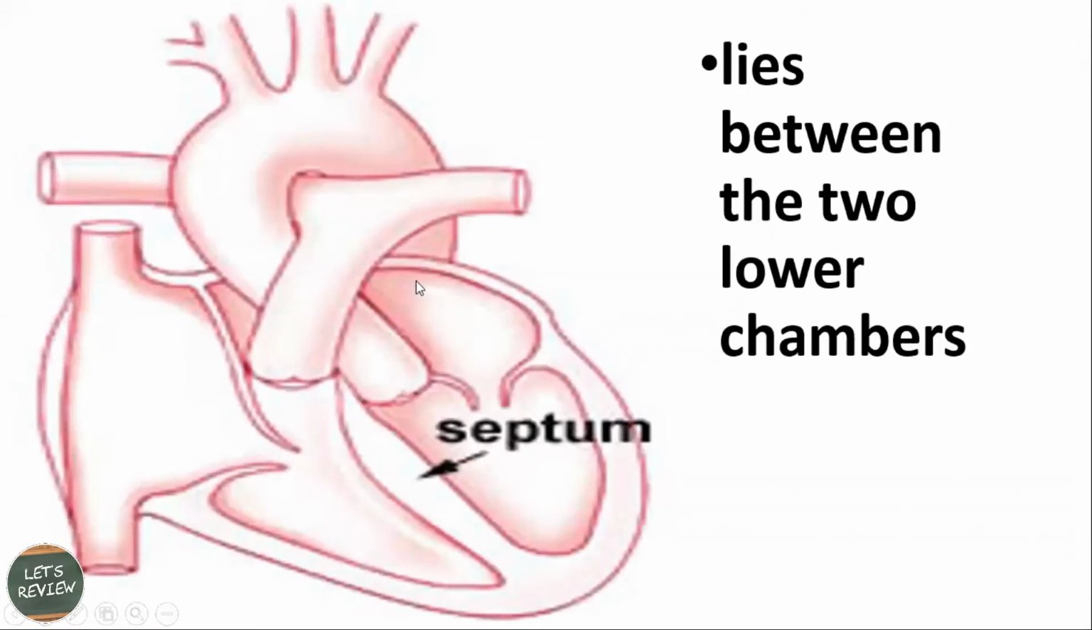The last one is this at the center part that separates the left and the right atria and ventricles. This one is called the septum. I hope you learned something about the heart, the function of the heart, the four chambers of the heart, as well as this particular portion between the two lower chambers.